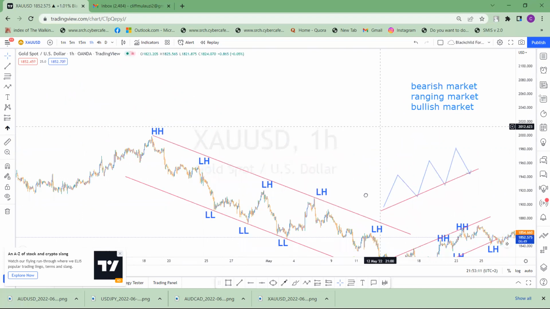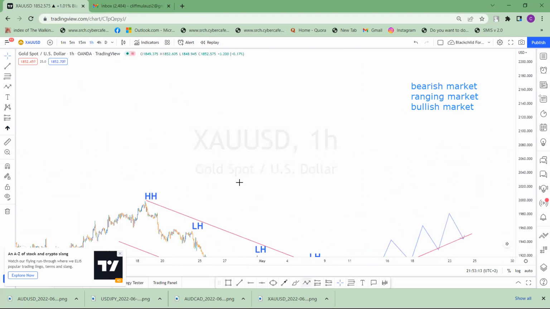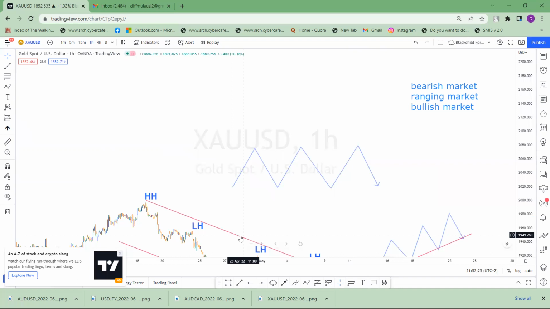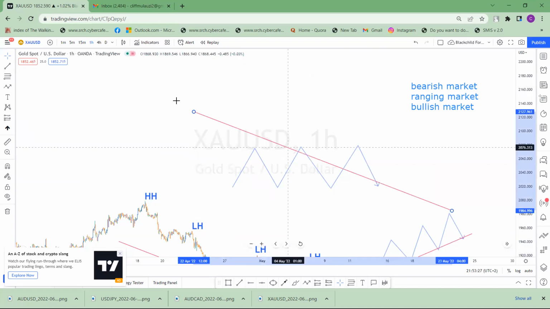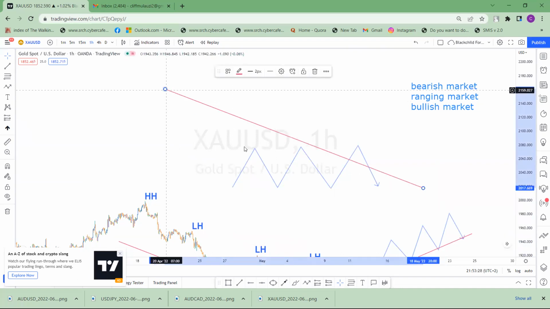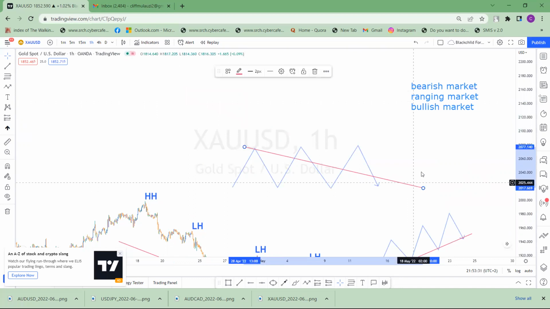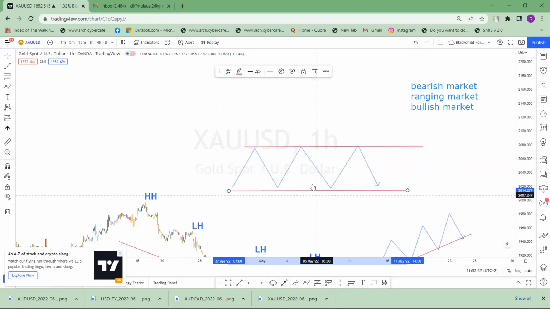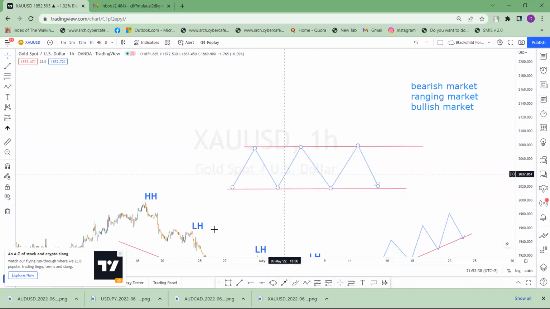Lastly, let me explain the ranging market, whereby the market is going to go up, come down, go up, come down, go up, and come down, right? In this case, the market is not going anywhere. It's just moving within a confined area for a period of time. The market is not showing any possibility of going up or going down. So this is considered to be a ranging market.